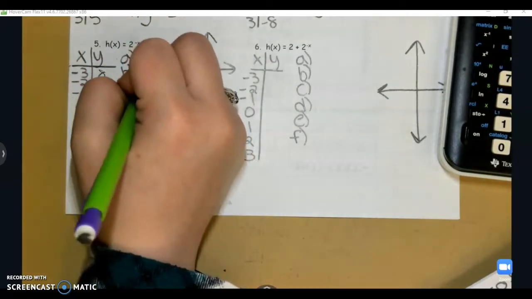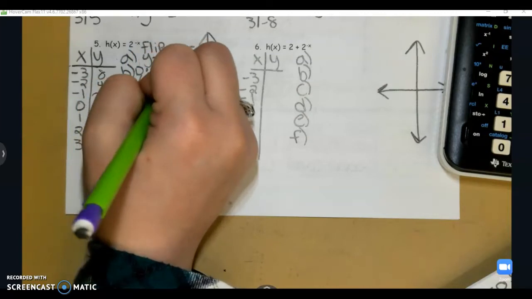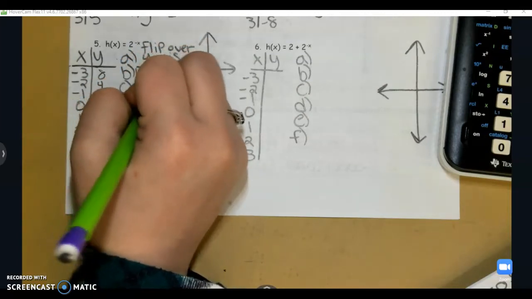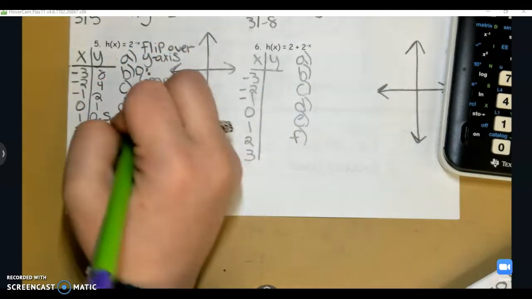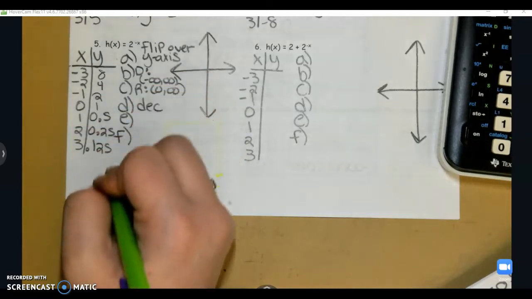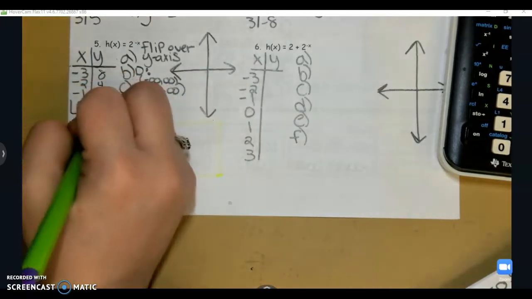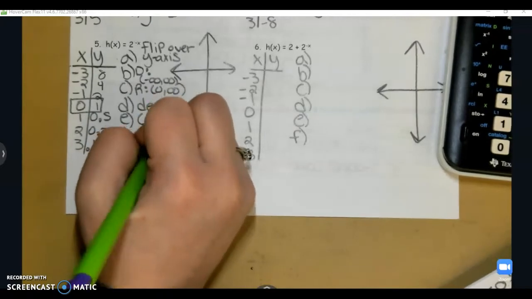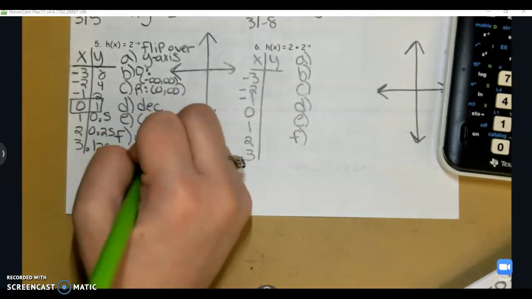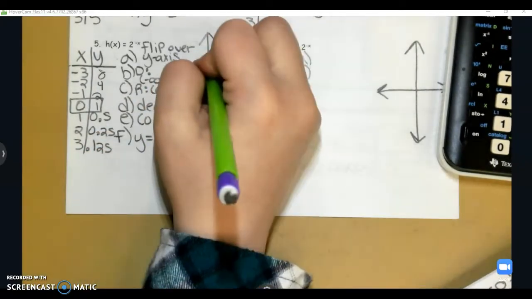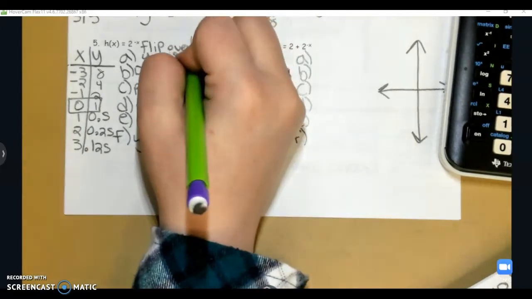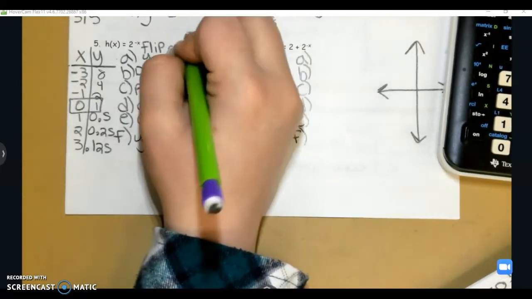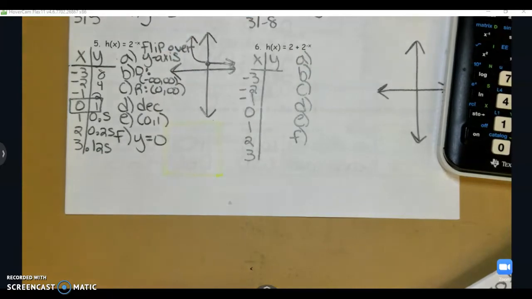Our domain is all real numbers. Our range is all positive numbers. This is a decreasing function. Our y values are getting smaller. When x is 0, our y-intercept is 1, and we still have that same horizontal asymptote. So it's going to be crossing at my intercept and getting smaller and smaller.